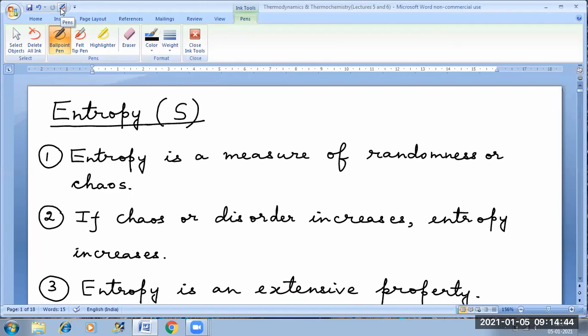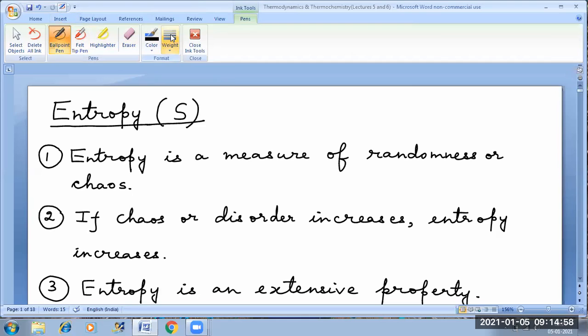Okay, so the next part is this entropy. We will understand this term now. What is its significance? What are its calculations? So entropy is nothing but, if you talk about the physical significance, a measure of the randomness or chaos. If a system is chaotic or if there is disorder, then I can say that its entropy is high.